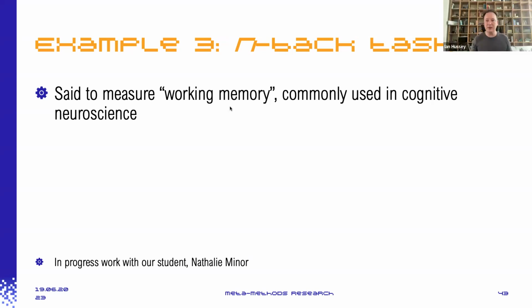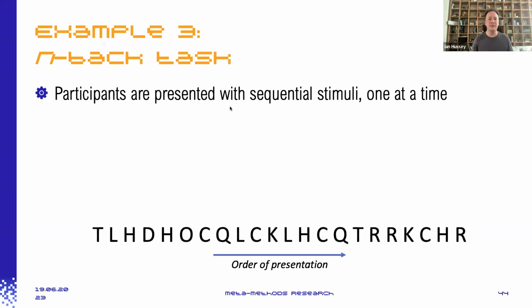I can do this one quite quickly, so we'll just add some details. It's another in-progress study with Nathalie Miner. So again, in order to select tasks that are common in the literature, to see if we can paint a picture of what is broadly happening, rather than this being a unique problem for one or two tasks, we chose another common task, the N-back task, said to be a measure of working memory and commonly used again in cognitive neurosciences. Very briefly, the procedure is that participants are presented with sequential stimuli.